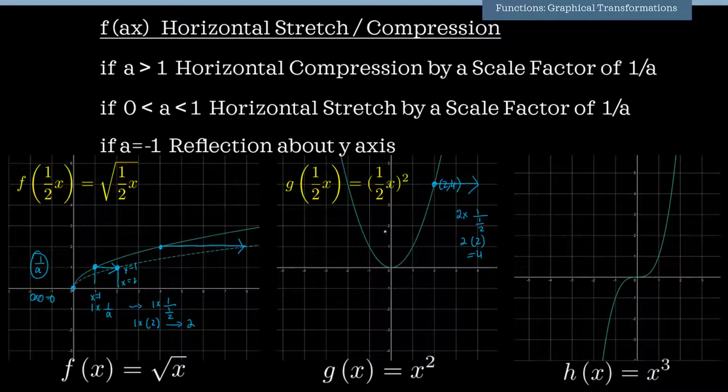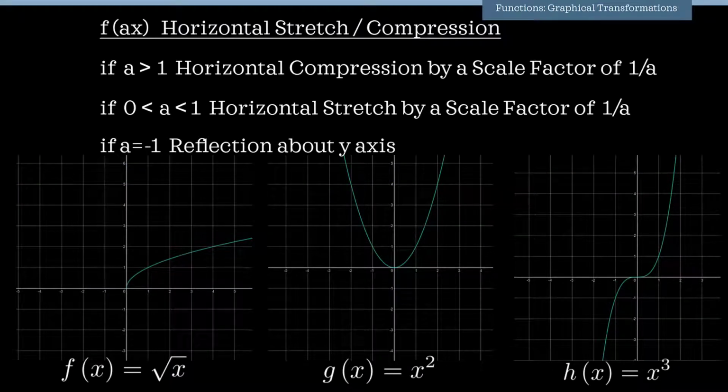Similarly, for all the points, each x coordinate is going to get doubled. So after this transformation, my graph of g of 2x is going to look like this. And for the same transformation, the graph of h of 2x is going to look like this.